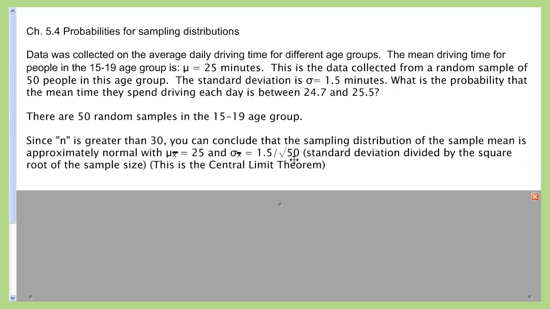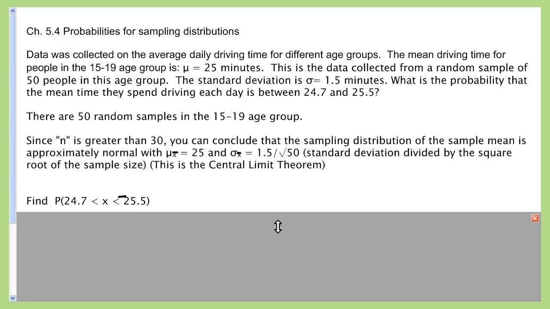So my sample size is 50. This is my standard deviation. My mean is 25. So this is the central limit theorem, and I'm going to show you how to work this on the calculator. So these are the numbers that you want. Your interval is 24.7. That's your lower bound. 25.5 is your upper bound.